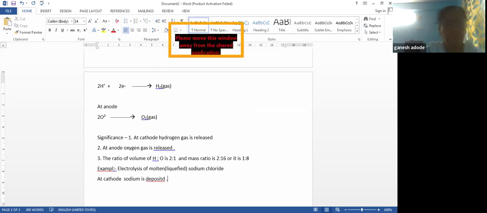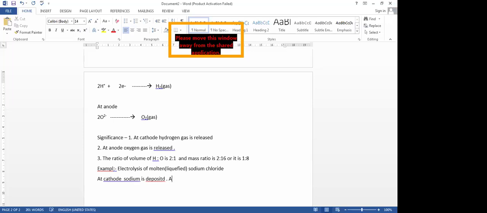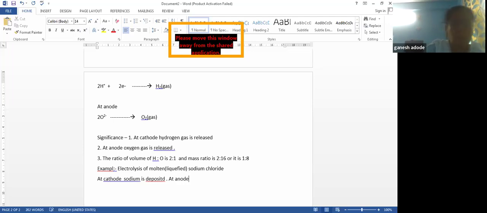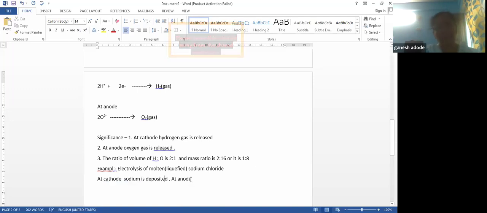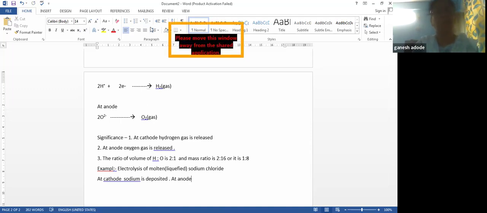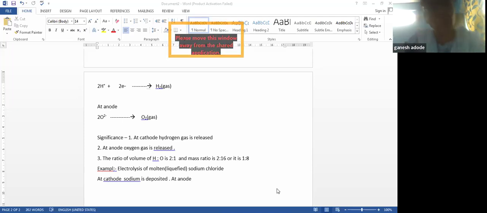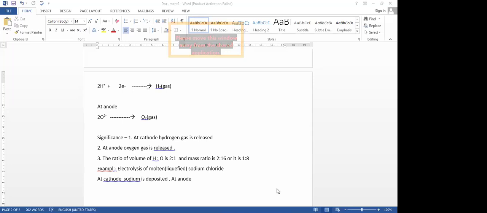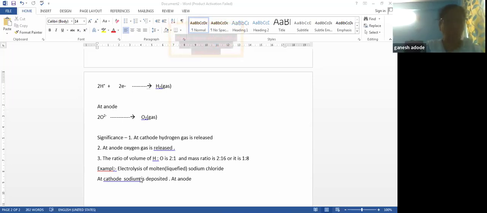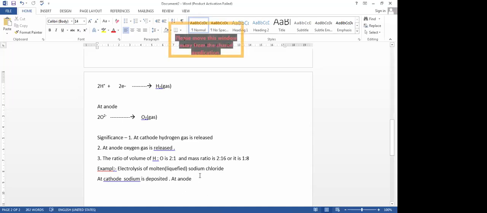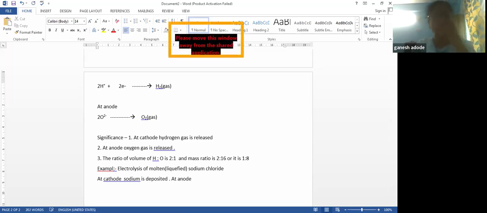And what will happen at the anode? At anode, chlorine. Will Cl be deposited or will it leave in gaseous form? Will Cl form Cl2 gas or will Cl be deposited in solid form? Tell me. Whether chlorine is deposited in the solid state or released in the form of gas? Solid state. Chlorine will be deposited in solid state? Gas. Is chlorine in solid state? What is chlorine? It is a gas, right? So it will not be deposited in solid state.